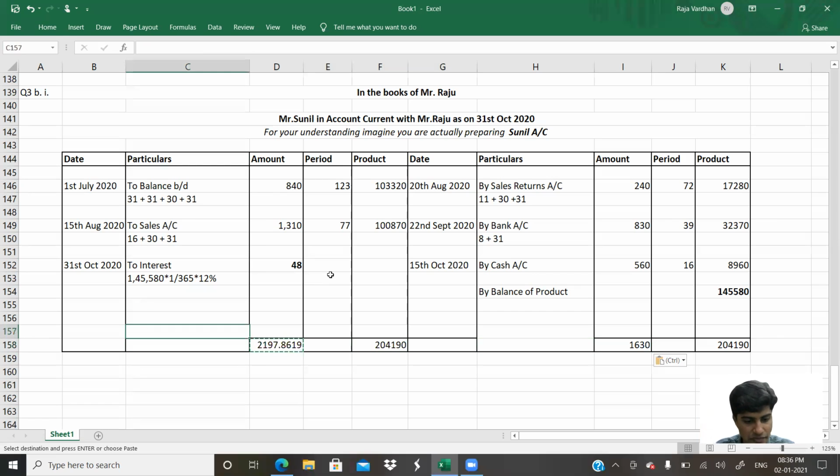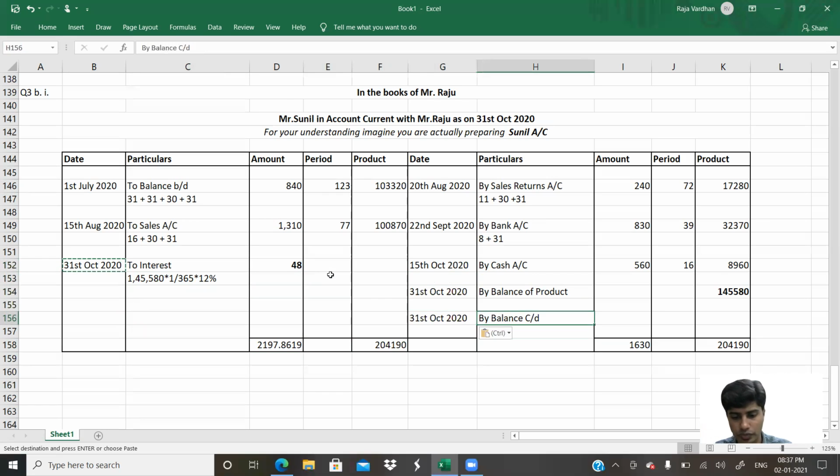Now I'll find the balancing figure. Which side is more? Oh, sorry, I would have to write here. By balance carried on. What date is this transaction? 31st of October only. Yes, this is the balancing figure, boys.